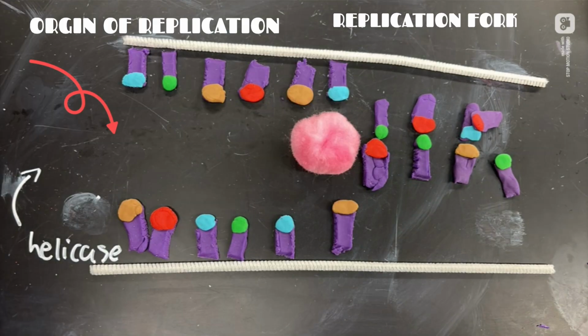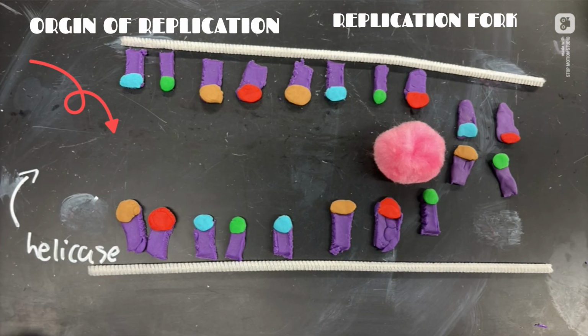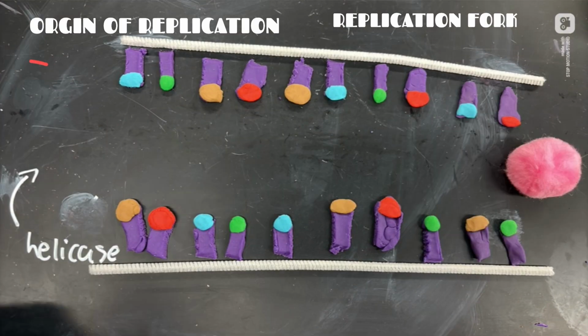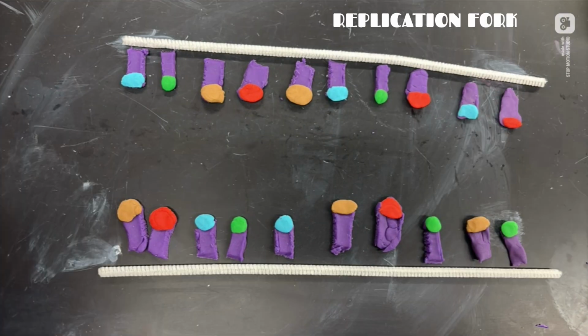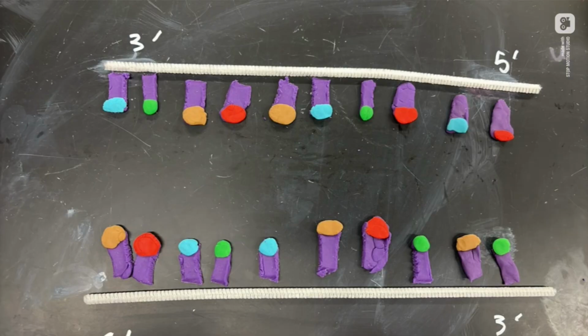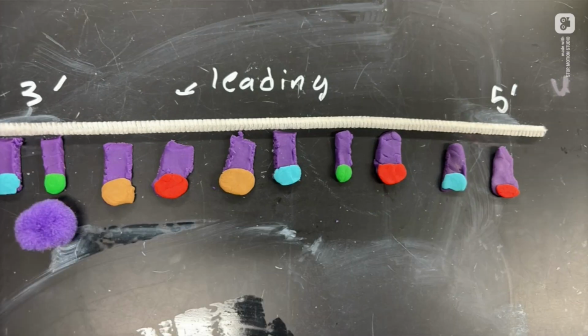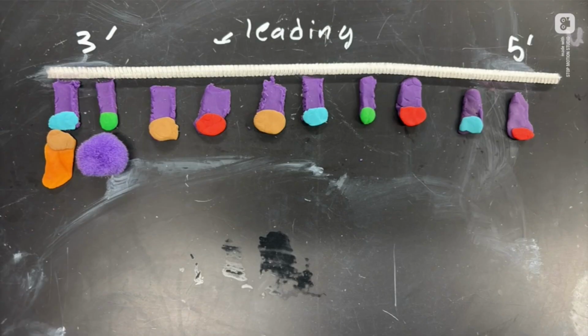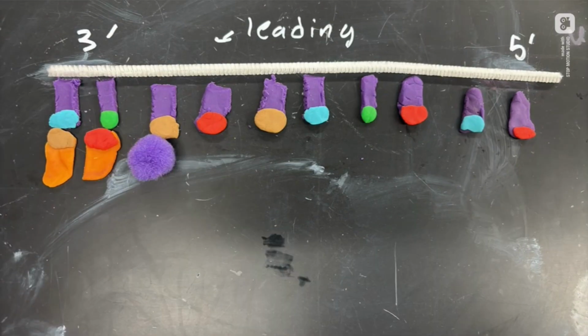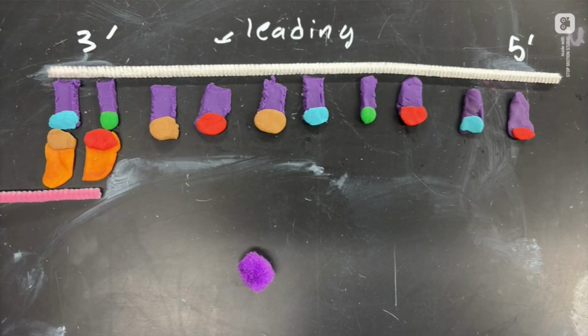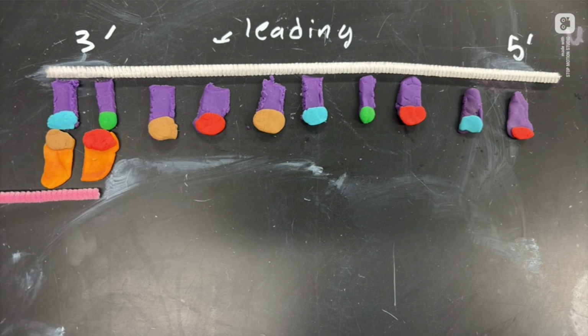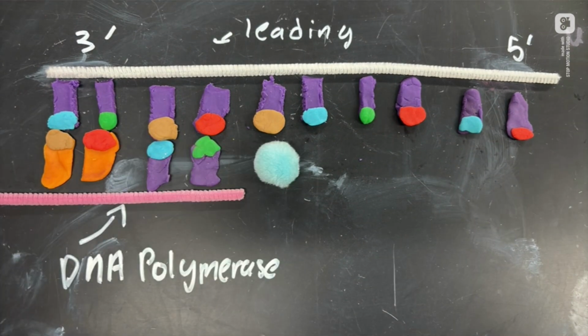Helicase starts unzipping in the middle of a strand, which is the origin of replication, and creates a replication fork as the base pairs split apart from each other. Next, RNA primase comes in to add a few RNA nucleotides that will give DNA polymerase a starting point to grab onto when it goes to place down new nucleotides. DNA polymerase starts laying down matching base pairs on the template strand in the 5' to 3' direction.